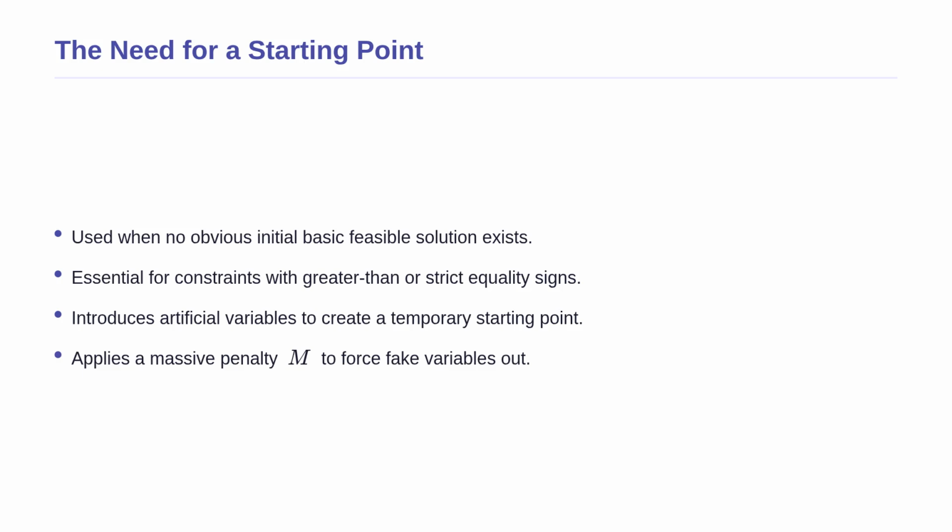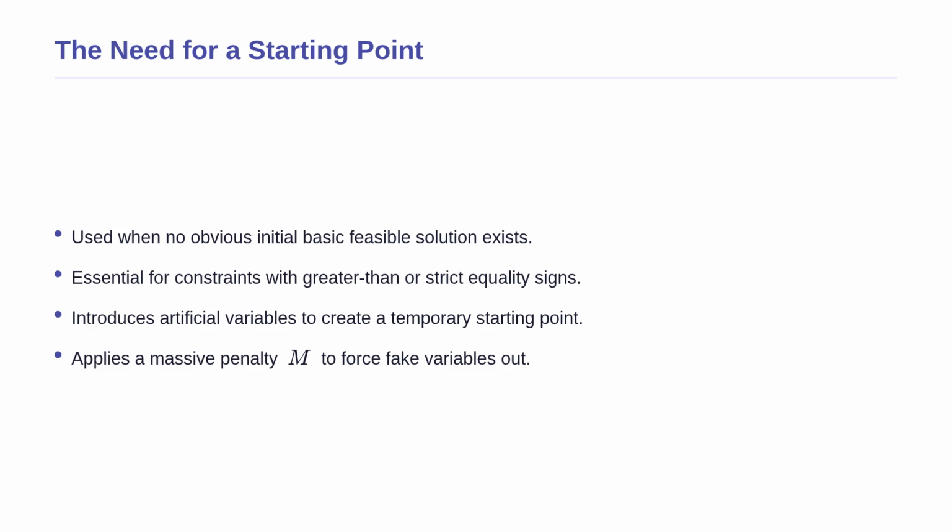Now that we have our maze analogy, let us understand what this means mathematically. The Big M method is a specialized variant of the simplex algorithm. We use it when a linear programming problem lacks an obvious starting point or an initial basic feasible solution. Standard slack variables work fine for less than constraints, but when we face greater than or strict equality constraints, we are stuck outside the maze.